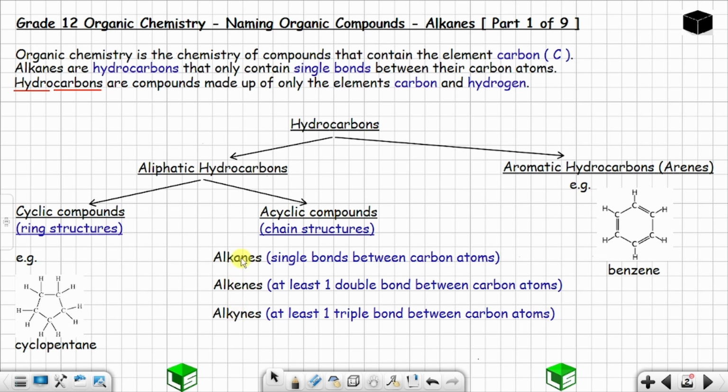So all these 3 are hydrocarbons. We are going to see 6 other organic compounds in other videos. As for now, you should understand that alkanes, alkenes, and alkynes are hydrocarbons. And you know that hydrocarbons are made up of only carbon and hydrogen atoms. In this video, we are going to see how to name alkanes.